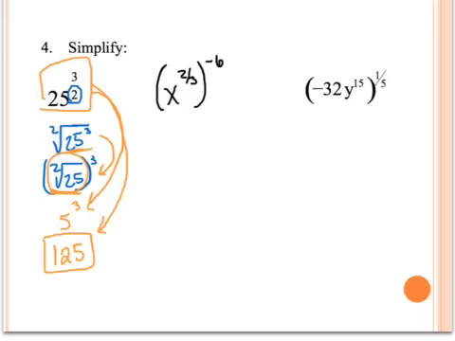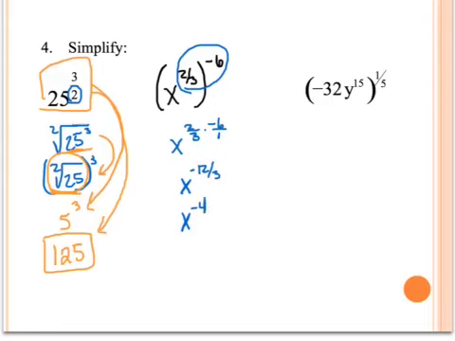Okay, the next problem. We have x to the 2/3 raised to the negative 6. Well, for this one, I'm not going to convert it back to radical form. I have exponents raised to exponents, and so I'm thinking I want to multiply them together. So it's really x to the 2/3 times negative 6 over 1. Well, 2/3 times negative 6 is... 2 times negative 6 is negative 12 over 3, which is x to the negative 4th.